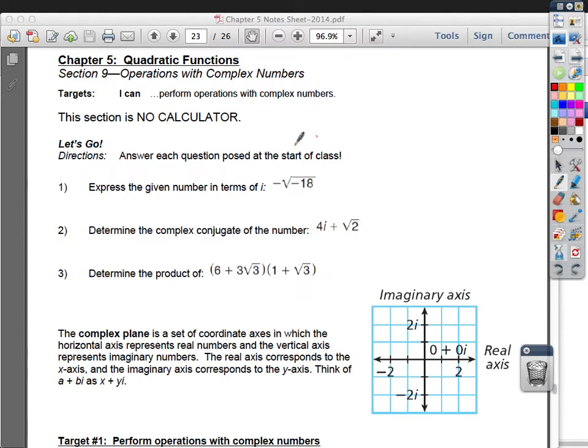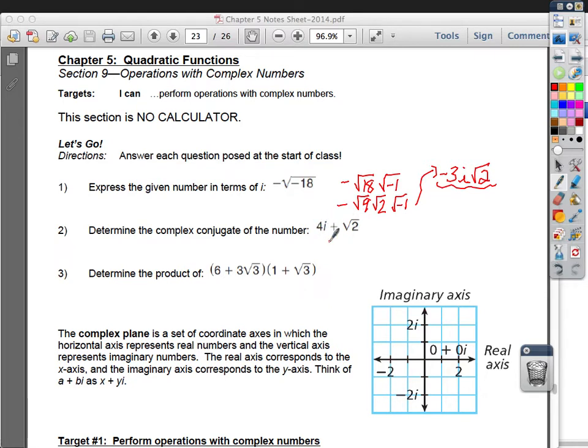This section is no calculator. Let's first express the given number in terms of i. Just as a recall, these three things in the "let's go" are going to be used today in our lesson. So we can, of course, break this up into root 18 and root -1, with the -1 in front. The 18 goes to the 9 and the 2. Then you have the -1 underneath. And the last time I checked, you should be having -3i root 2. Notice any plus or minus there? I don't think so, because you are just expressing the given number in terms of i.